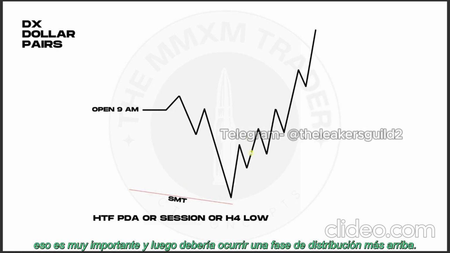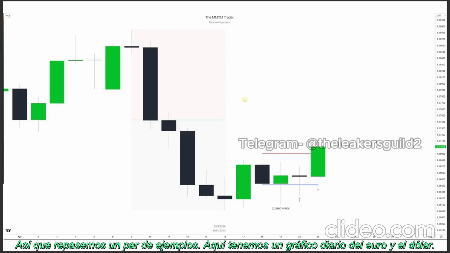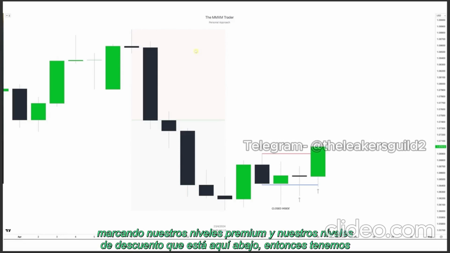Again, keep repeating that, that's very important. And then a distribution phase should happen up higher. So let's go over a couple of examples, right? We've got a EUR/USD daily chart over here. We're marking out our premium levels and our discount levels, which is down here.